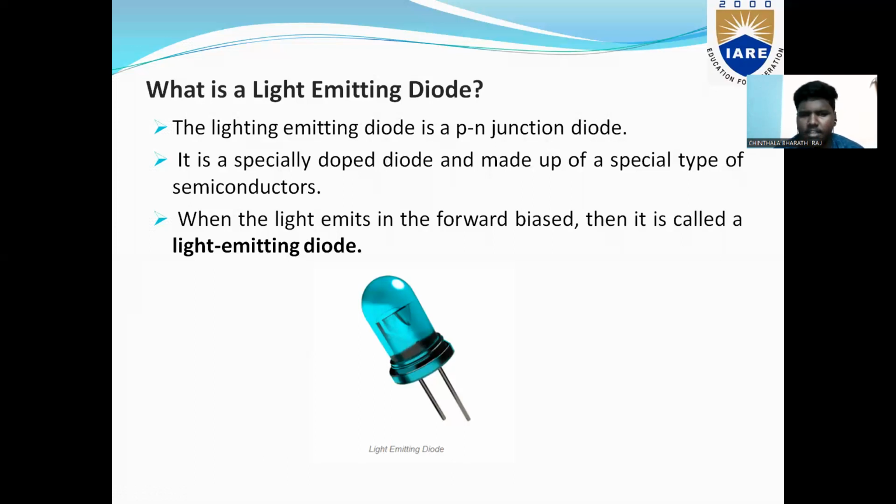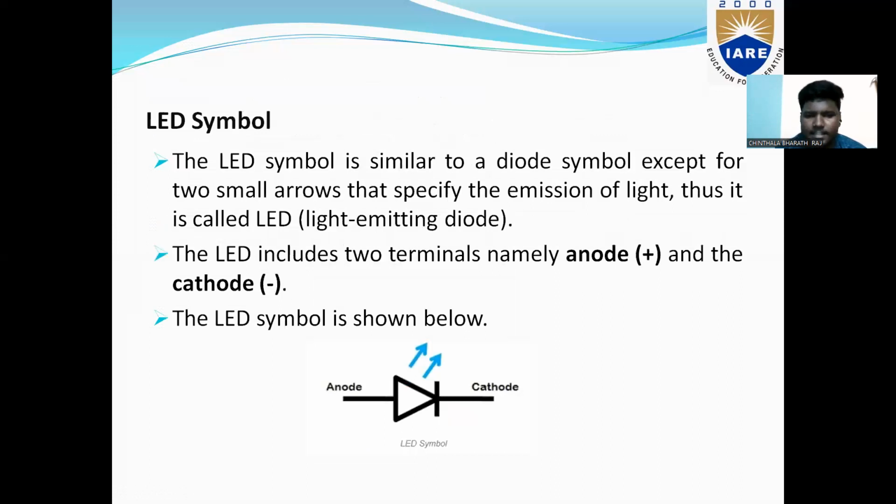In this picture, we see the LED. Now, the LED symbol. The LED symbol is similar to the diode symbol, except for two small arrows that specify the emission of light. That is light emitting diode. The LED includes two terminals, named anode, that is plus, and cathode, that is minus. The LED symbol is shown below.